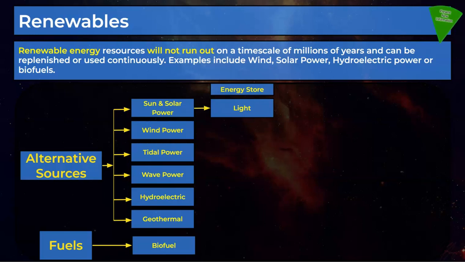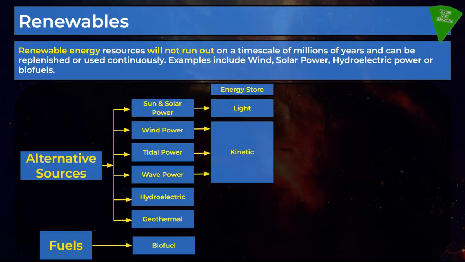Now, if you think about the energy store that's involved in each of these, obviously solar power gets its energy source from light. Wind, tidal, and wave are all kinetic energies directly. So obviously the wind itself, the air as it moves, it carries its own kinetic energy that can be transferred directly to the turbines of the wind power. Obviously tidal and wave, it's the kinetic energy of the water. Hydroelectric, at the point where the turbine rotates, it is the kinetic energy of the water that turns it.